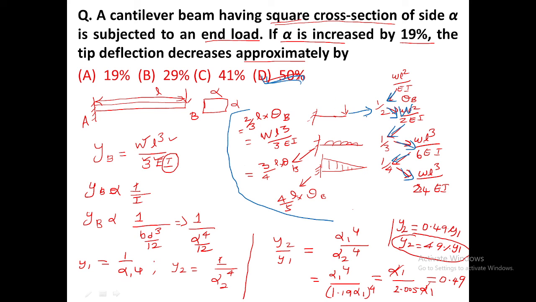In this, 1 by 2 is completed, so 2 by 3, starting with 2 by 3 L into theta b. So WL cube by 3EI. So 1 by 3 is completed, so here started 3 by 4 L into theta b. So 1 by 4, so 4 by 5 L into theta b. Thank you.